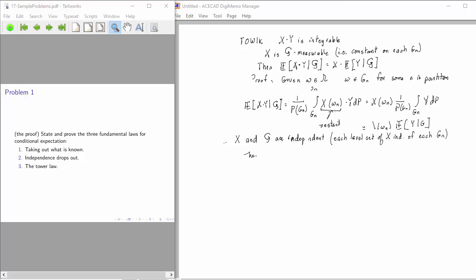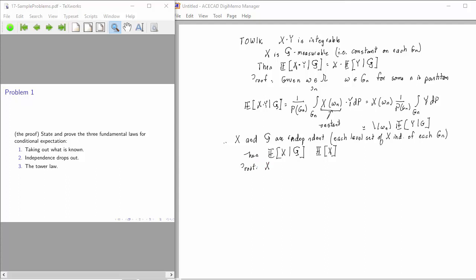And what happens in that case is that conditioning has absolutely no effect. The expectation of X conditioned on G, which officially is a random variable, in this case is a constant random variable. No matter which set G sub n you consider, the value of this is the expectation of X, independent of which G sub n the omega lies in. Okay? How do we prove it?